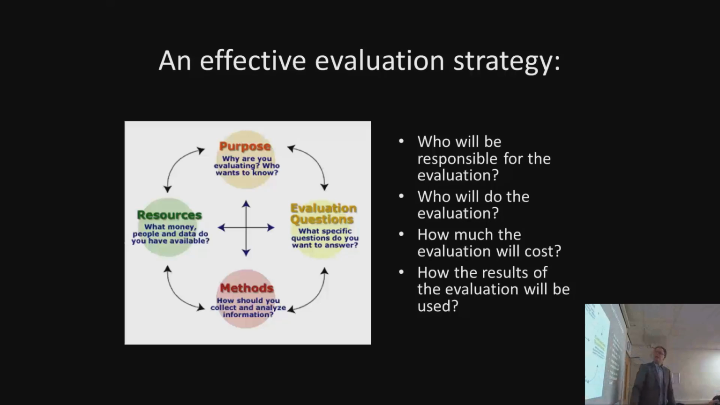Now here is the model that is suggested by the book that I referred to on the previous slides. You should have a clear purpose. Why are you evaluating? Who wants to know? Then you should also have methods, which of course inform resources. How should you collect and analyze the information? Resources: what money, people, data do you have available? Again, extremely simplified. You may want to do that more diligently. But those are the categories.